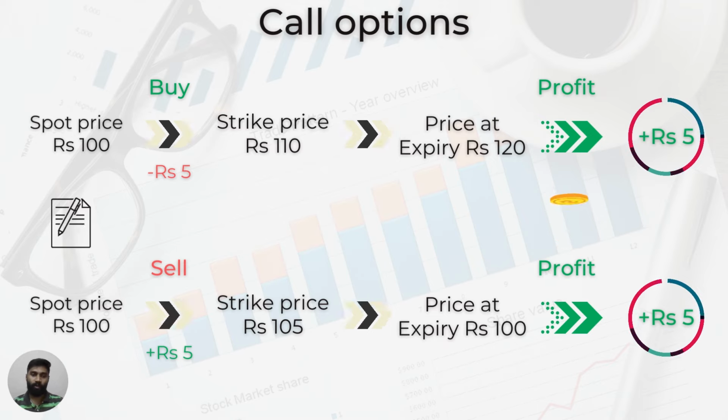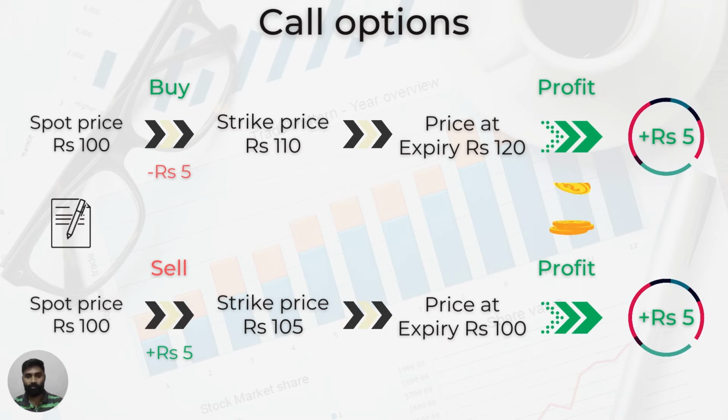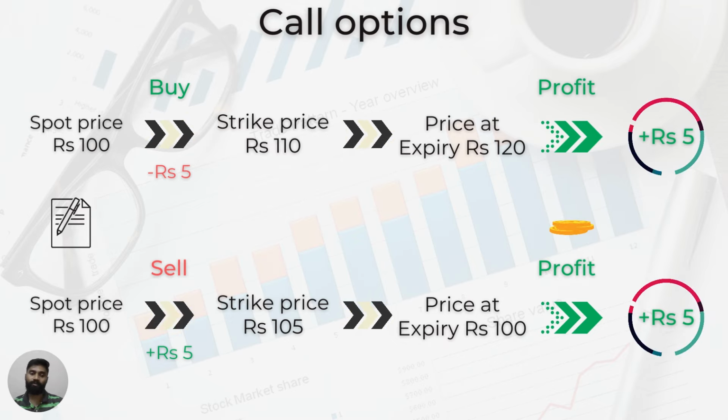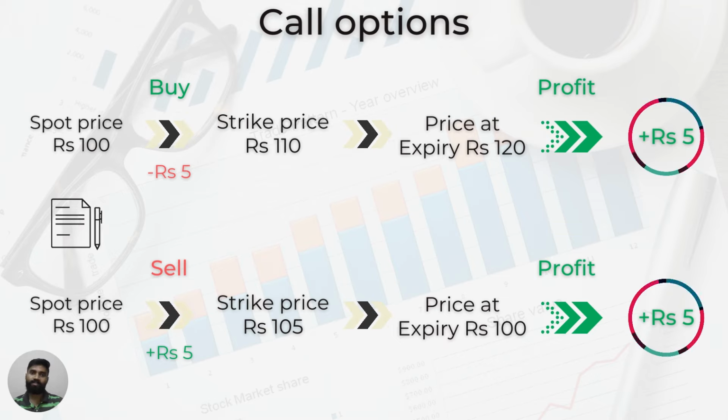Let's say you buy a call option at a strike price of 110 rupees and the stock is trading at 120 rupees at expiry. Now you can buy the stock at 110 rupees, meaning you get a profit of 10 rupees. But you also paid 5 rupees in the beginning to buy the option, which is called the premium. So you're left with 5 rupees. Looking at this from a seller's point of view, if you sell a call option at a 105 rupees strike price and the stock ends up at 100 rupees at expiry, the option will expire worthless and you'll be able to pocket the premium that you received in the beginning.